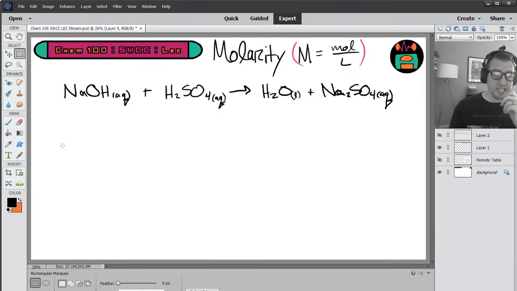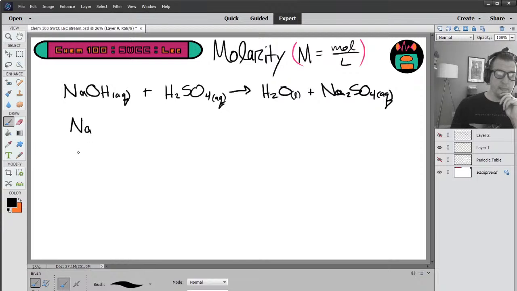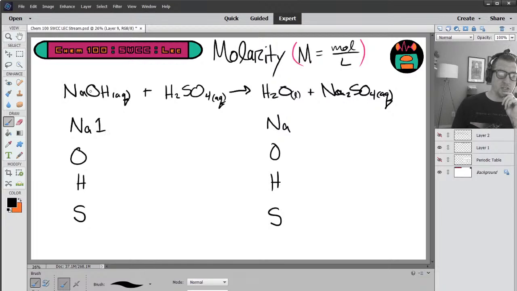First things first, we need to take an inventory of all the atoms on both sides of this reaction. We have sodium, oxygen, hydrogen, and sulfur. On the reactant side, there's 1 sodium. We have 1 oxygen coming from sodium hydroxide and 4 more coming from sulfuric acid. We have 1 hydrogen coming from sodium hydroxide and 2 more coming from sulfuric acid, and then we have 1 sulfur atom.